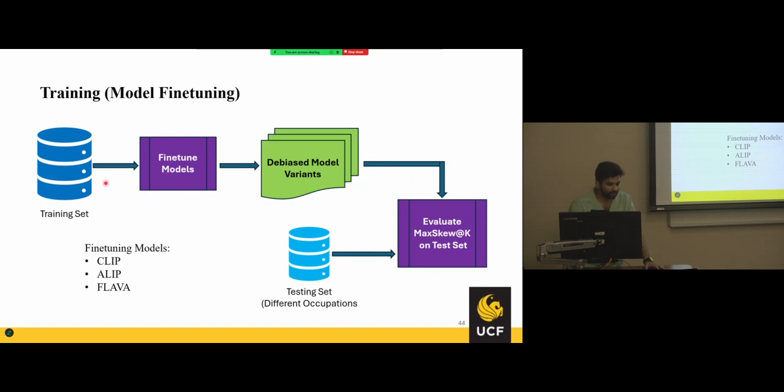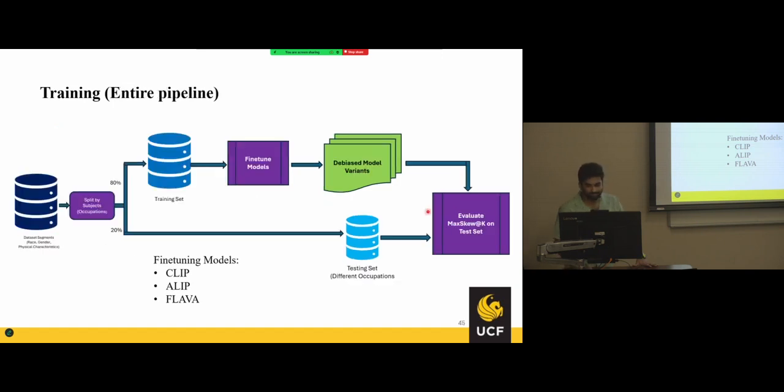Next we go into model fine tuning. We take our training set and then we fine tune on these 3 particular models, namely CLIP, OpenCLIP and Flava. Using our de-biased model variants, we then evaluate MaxSkew on the testing dataset. This would be our entire training pipeline, and just in case anyone has any questions regarding those.